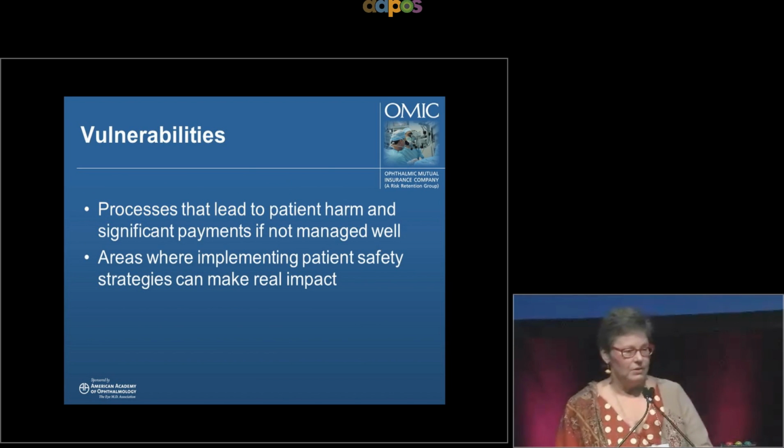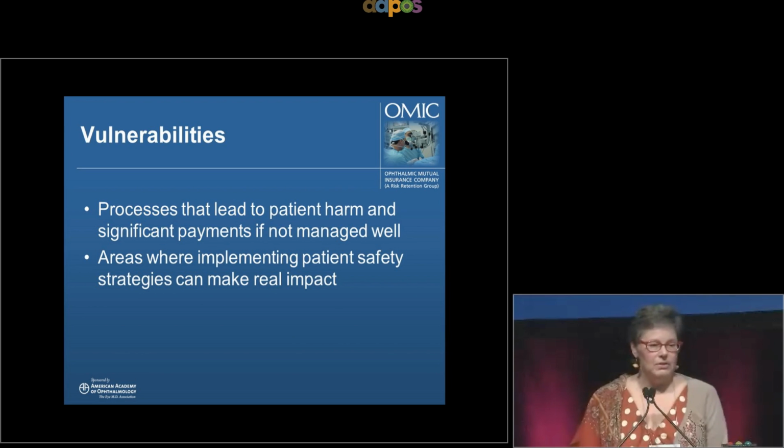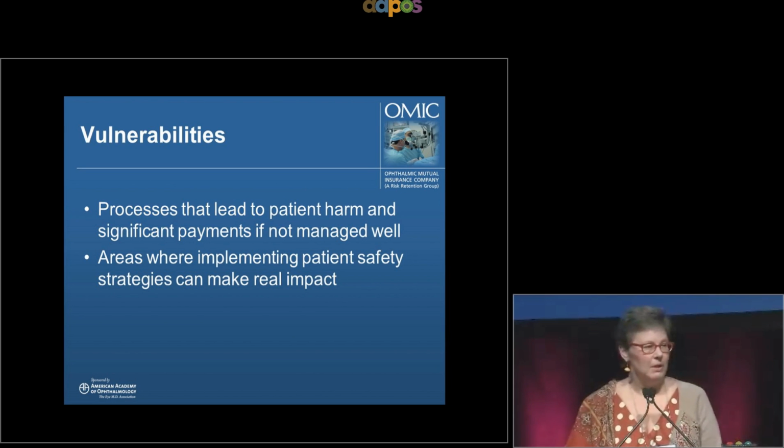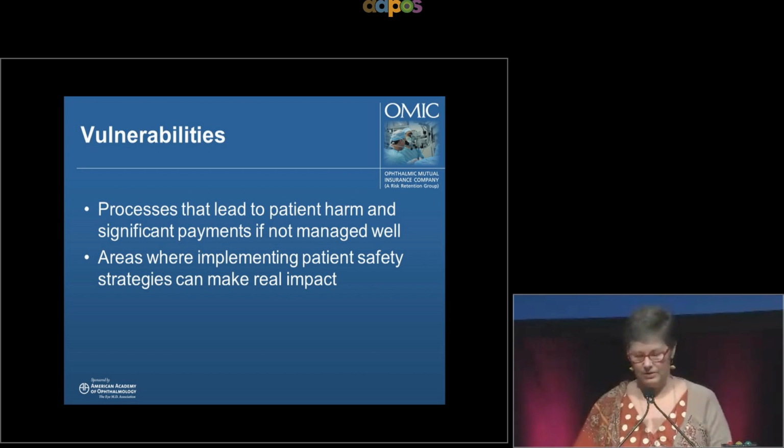The second thing I wanted to talk about are what I called vulnerabilities. So these are processes that lead to patient harm and cause significant payments if they're not managed well, but also these are areas where if you're going to make some changes, here are the ones I'm recommending in decreasing order of importance, or I guess increasing.